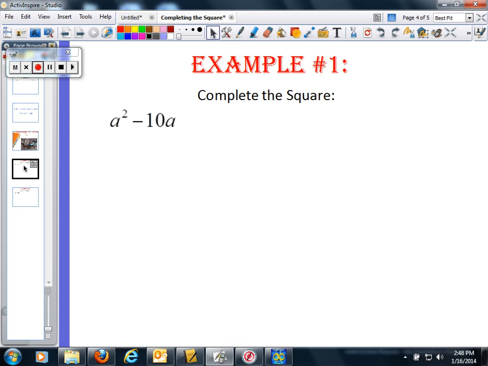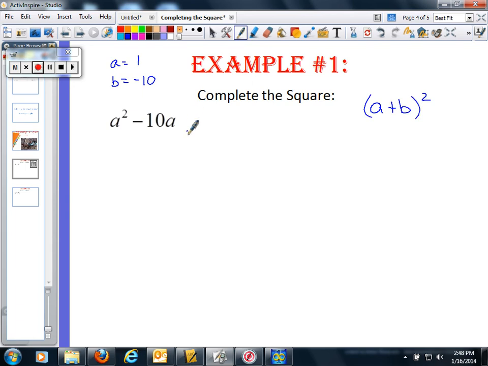Alright, so again, the first thing you want to do is find the value of a and the value of b. And this is going to be important as we're doing this. So this is going to be 1 and this is going to be negative 10. Alright, so the very first thing you want to do when you get an equation that looks like this. Obviously you're missing the c part, because my goal at the end is to be able to write this in the form (a plus b) squared. I want to be able to write this as a perfect square. And in order to do that, I need to find the c that will fit.